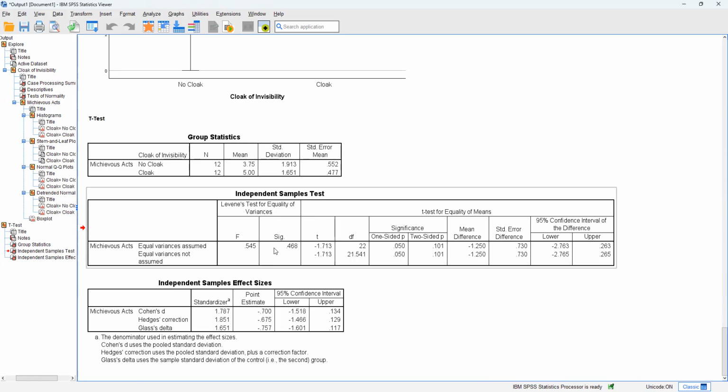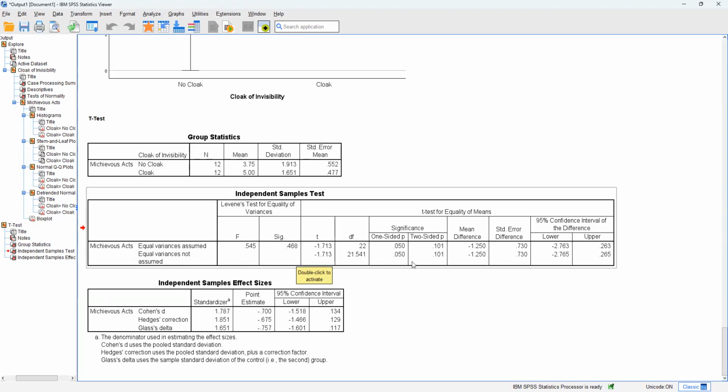So we're going to go right here and evaluate this. If this p-value or significance value is significant, that indicates that the variances are significantly different from each other. If it's not significant, which is the case here, the p-value is above 0.05, it's 0.468. And that indicates that the variances are not significantly different from each other. In fact, they are statistically equal to each other. So what that does is helps us determine which of these two lines to interpret.